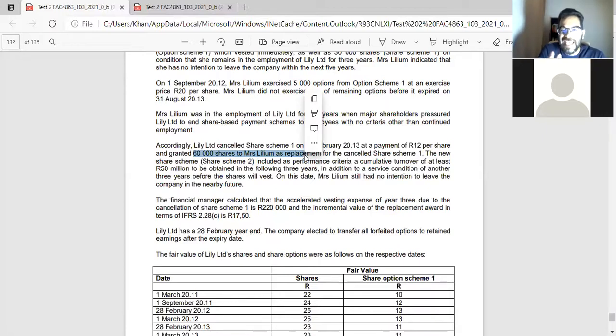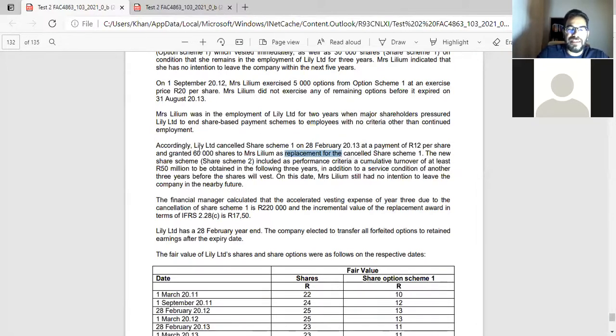But remember, nothing happens on day one. Everything is recognized at the end of the year. So the first time we're going to recognize something relating to the 60,000 shares is on 28 February 2014. What's important, they call it a replacement for the cancelled scheme. That plays a critical role. I'll tell you where that comes into play now.